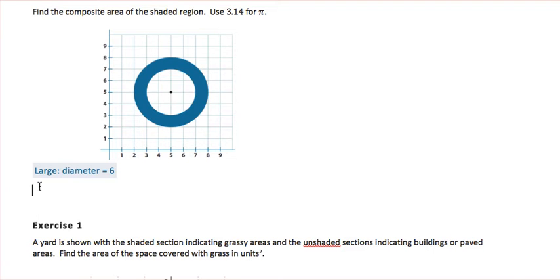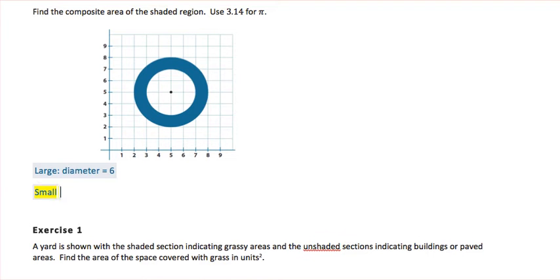The small circle, its diameter, again I'll look at the coordinates. It's 3, 5 and it ends at 7, 5. So its diameter is 4.